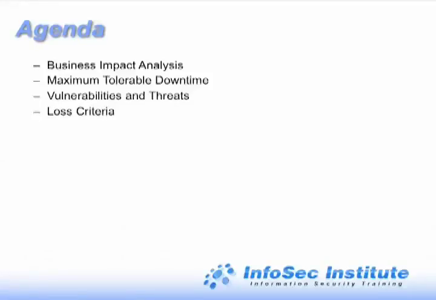And then also the issue with the BCP is the human factor. It's probably the most important, or is the most important part of a BCP. You have to do human safety first, data safety second. Okay, in this area we're going to cover the BIA, or Business Impact Analysis. There's maximum tolerable downtime, which is basically something you have to memorize, vulnerabilities and threats, and then loss criteria.